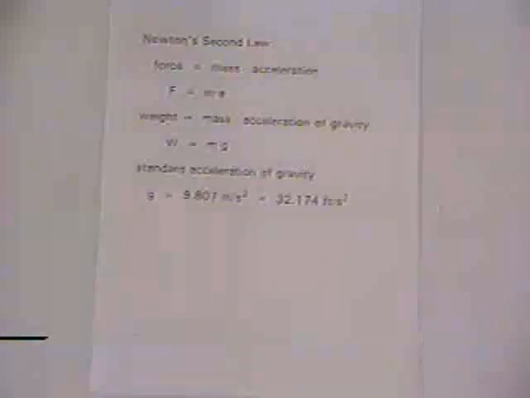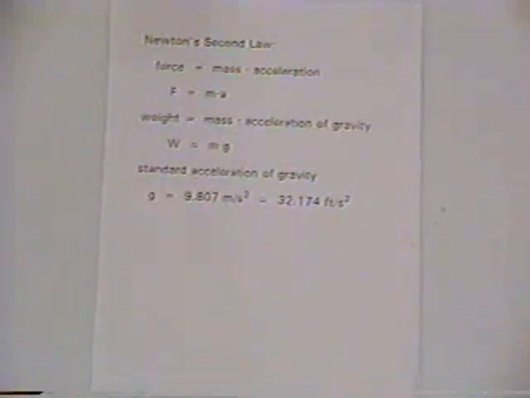Now, Newton's second law is a good tool to keep the relationship between mass and weight straight. Force is mass times acceleration, so we're talking about gravitational forces. The weight is a mass times acceleration of gravity, and of course the standard acceleration of gravity is 9.807 meters per second squared, or 32.174 feet per second squared.